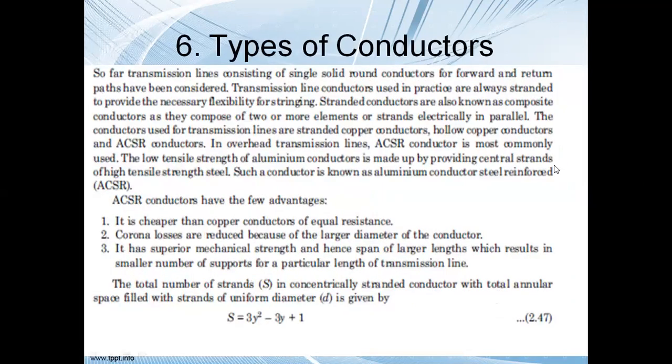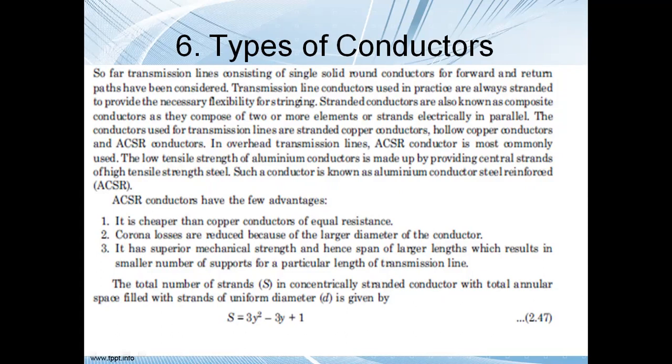Now we'll discuss some of the part, that is types of conductors. Now we know the term ACSR conductor. It is a very, very important term. You have to remember ACSR conductor, it is used in the transmission line. What is the full form of ACSR conductor? It is aluminum conductor steel reinforced. That means basically it is an aluminum conductor, but steel is reinforced within this particular conductor.